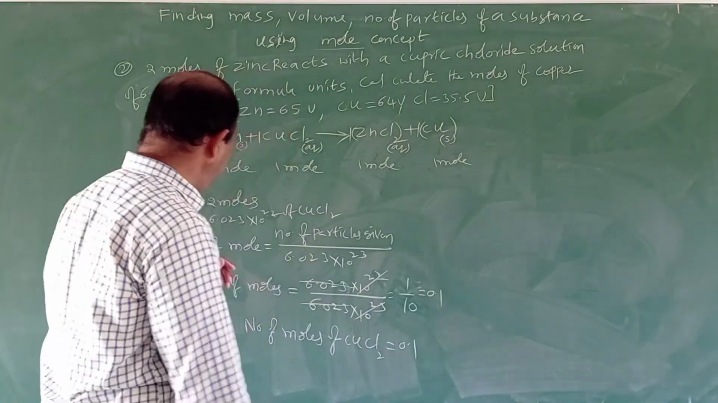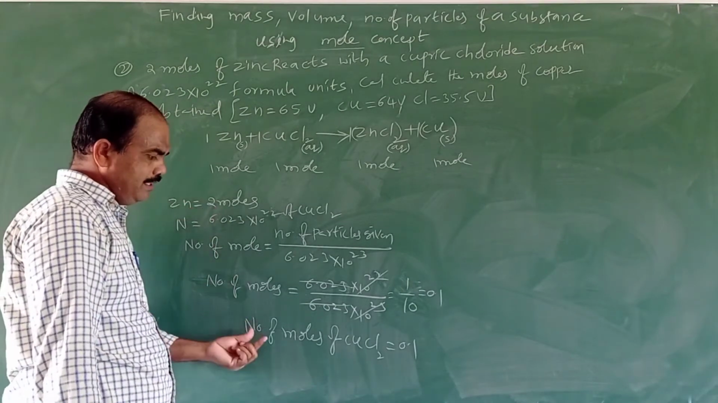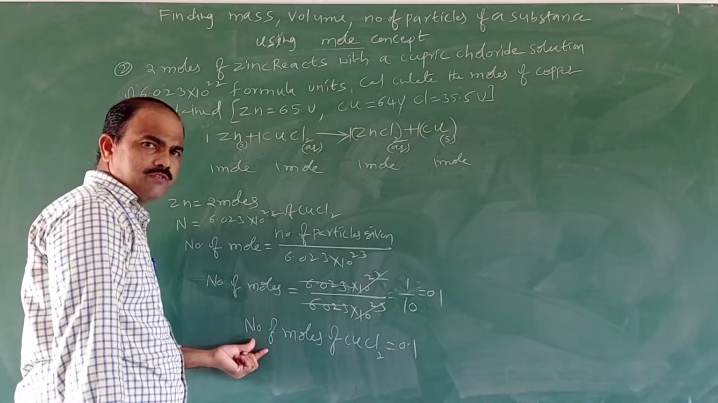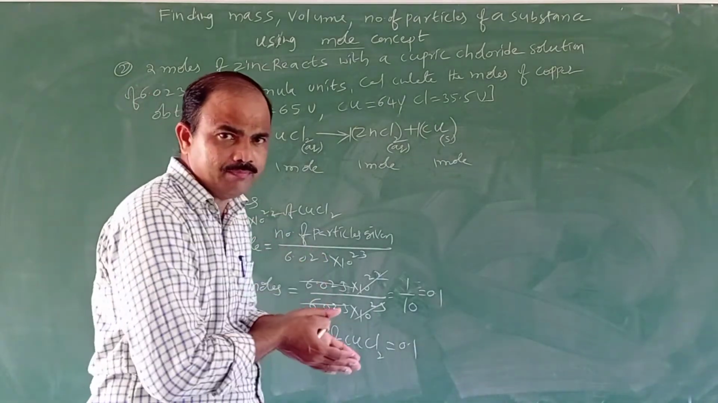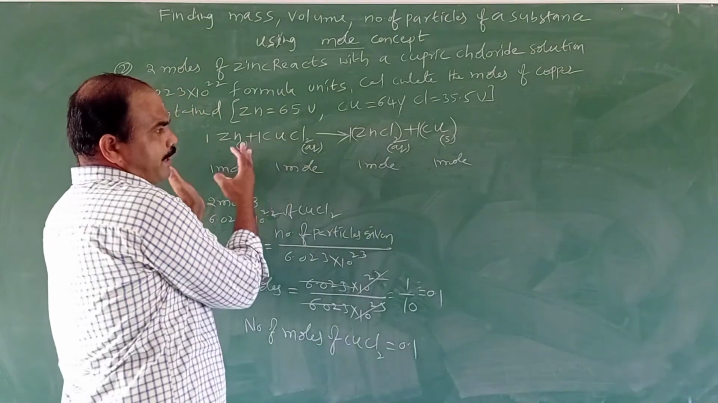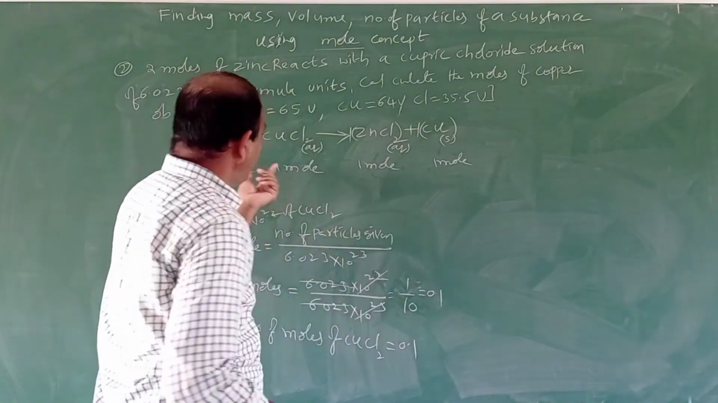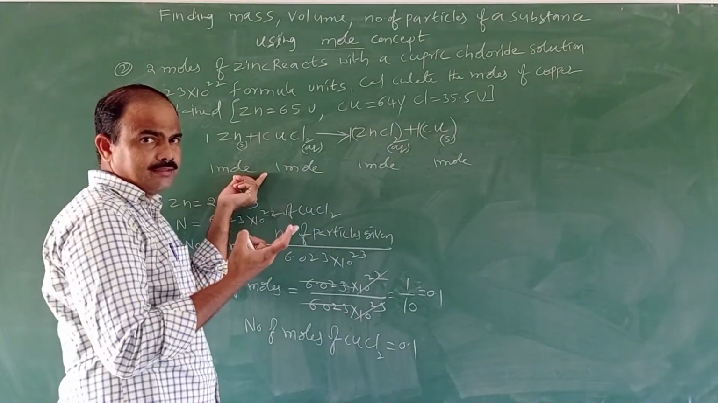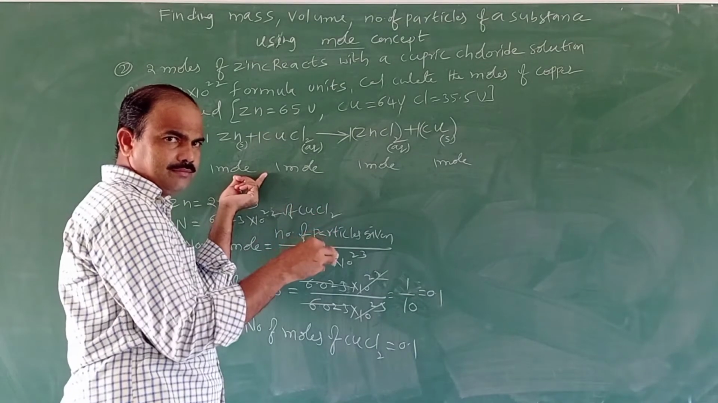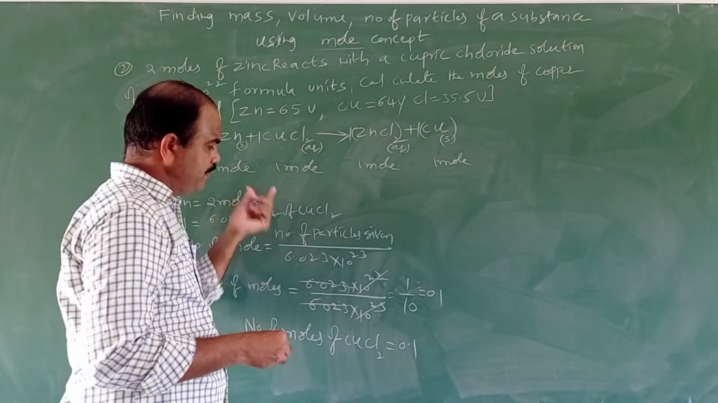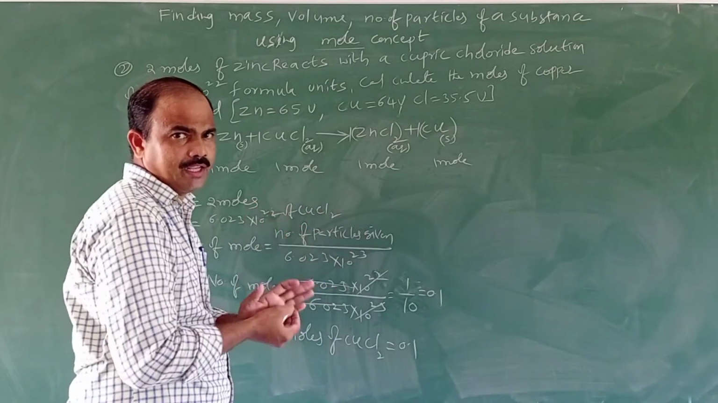But here what is happening? The number of moles of zinc is more and the number of moles of cupric chloride is less. In this type of problem, in a chemical reaction, reactants are there and products are there. So here how many reactants are there? 2 reactants. In any chemical reaction, whatever the number of reactants, there is nothing but the progression of the chemical reaction.